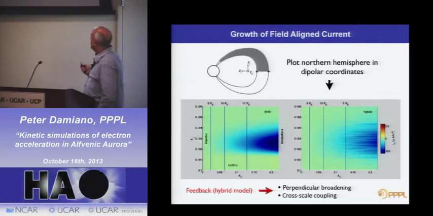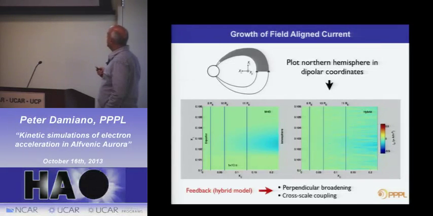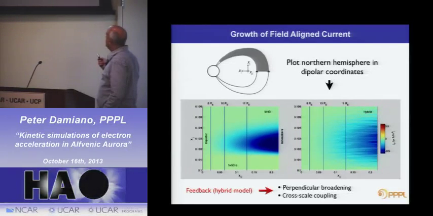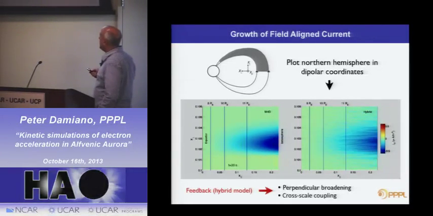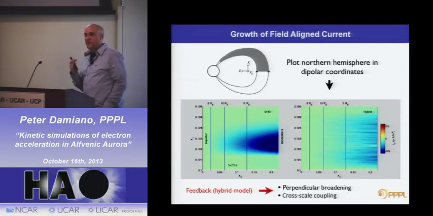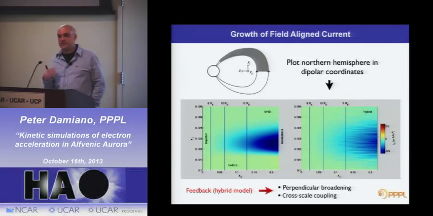This is the evolution in the hybrid case, and I want to highlight two characteristics. In the hybrid model case, you notice that there's a broader background. There is a broader perpendicular extent to the upward current region relative to the MHD case. And there's also this coupling of global scale energy to smaller perpendicular scale lengths. Both features are not evident in the MHD. So this is one characteristic of what I was referring to previously as the feedback of the electron physics and how they're altering the evolution of the global mode.